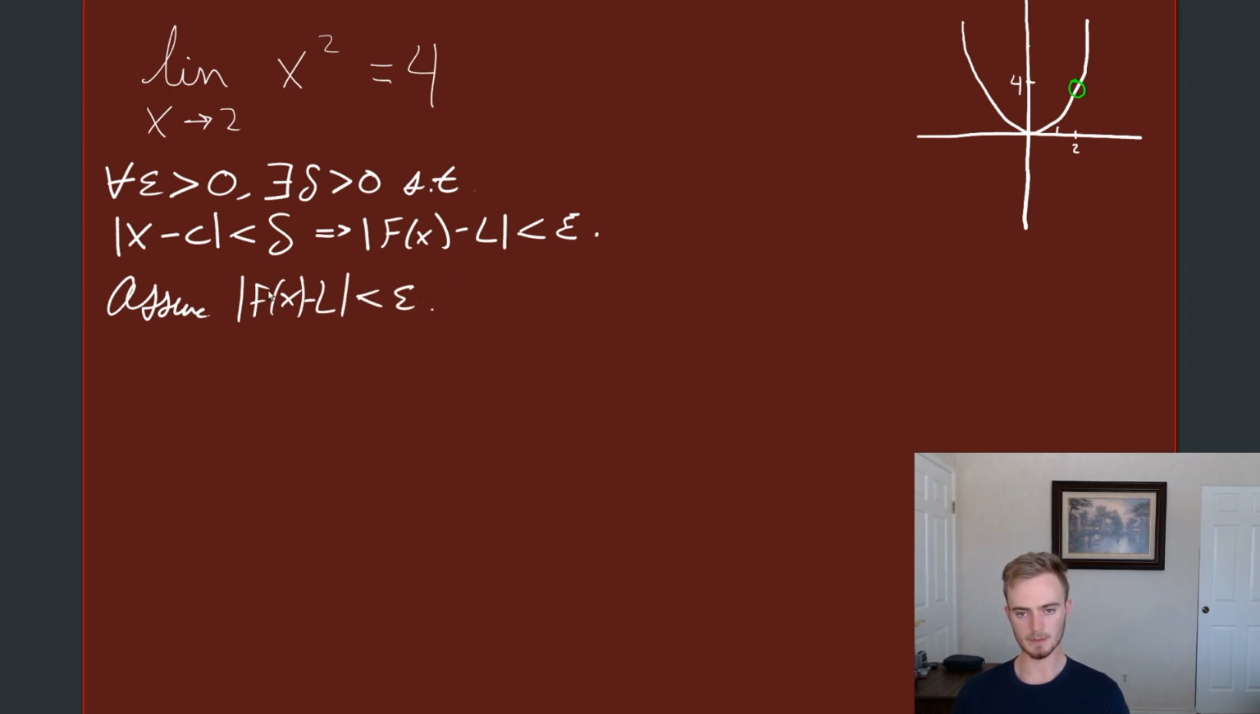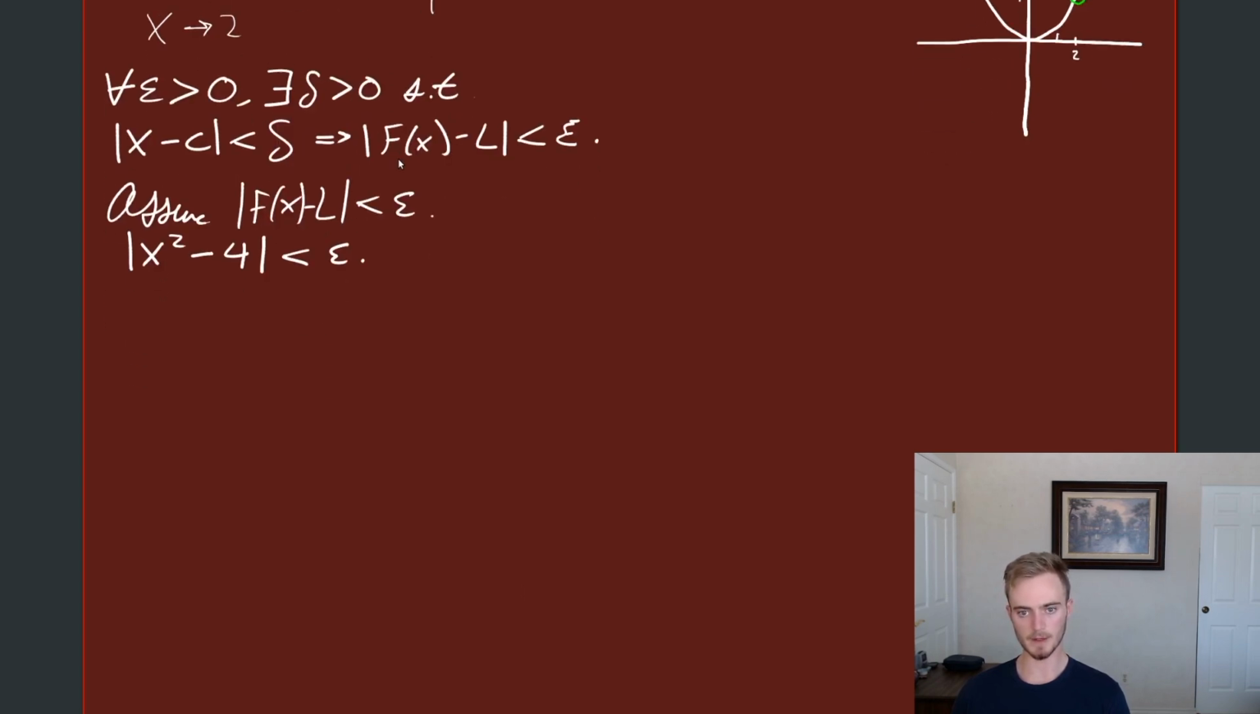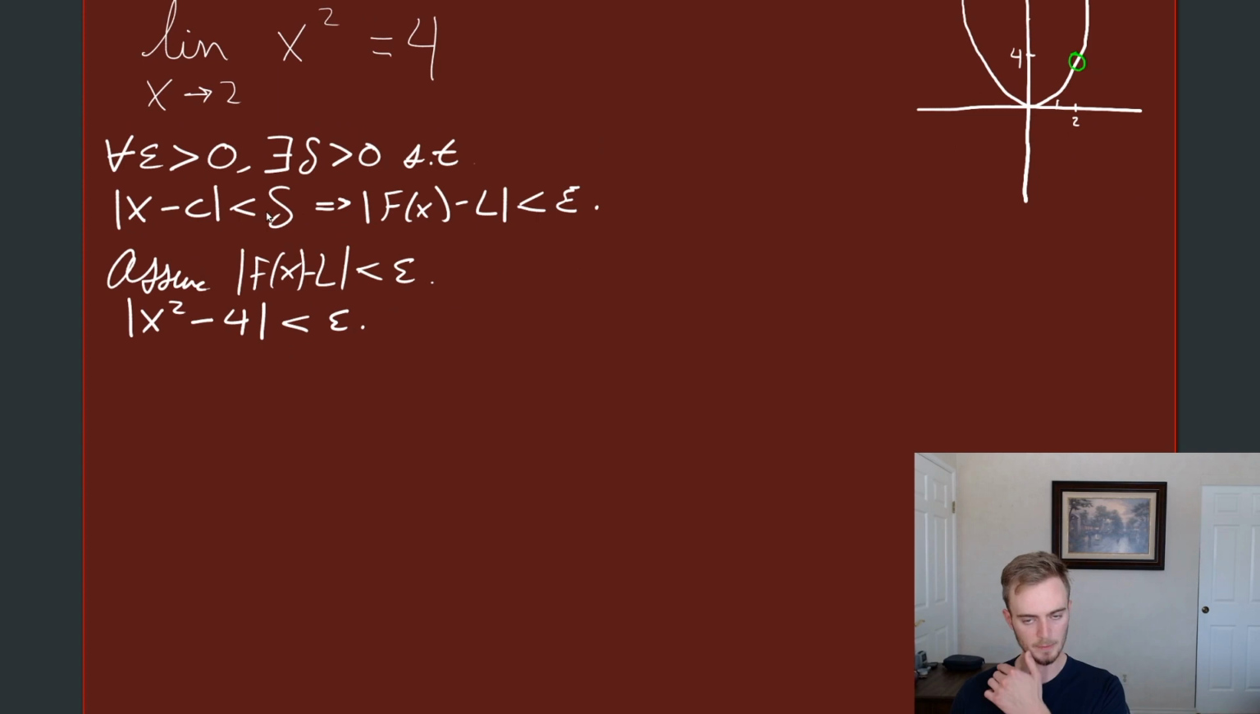What does that mean? Well, let's plug in f of x, let's plug in L, and we'll see. That means we got, so f of x is x squared, right? That's just the function itself. L is the limit that we're testing out. Epsilon is still epsilon. No getting around that. Okay, now we want to figure out what is delta.